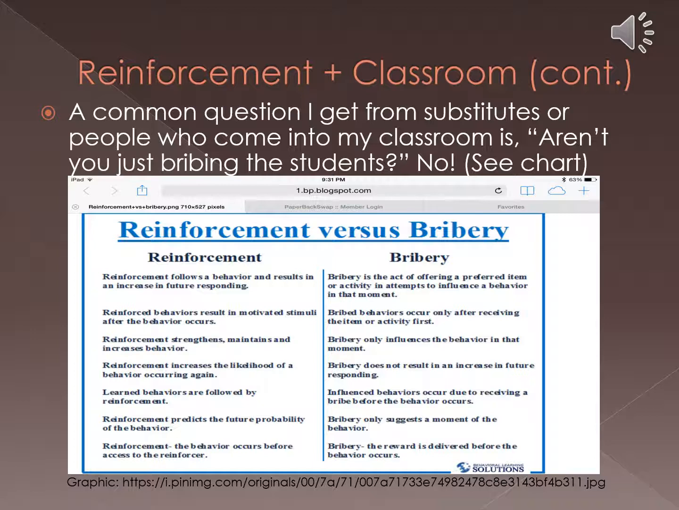With bribery, the reward is delivered before the behavior occurs. So if you do this worksheet, I'll give you a Skittle. Here, take the Skittle, and then the student does the worksheet. That's bribery.